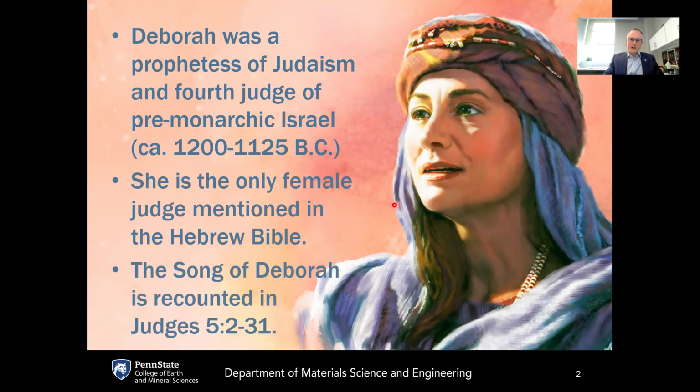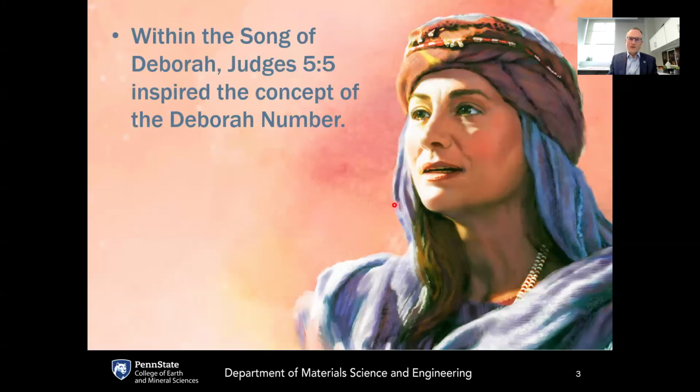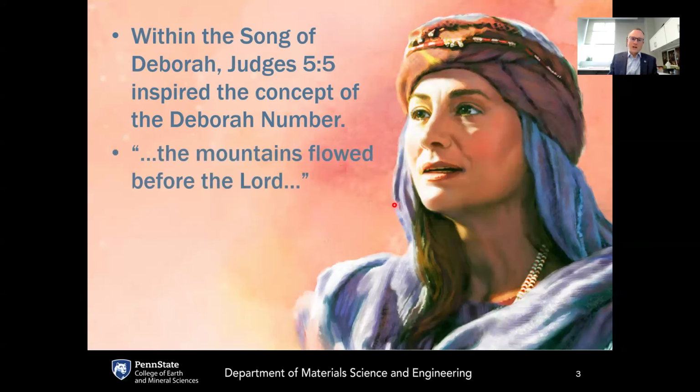And her most famous contribution to the Hebrew Bible is her Song of Deborah, which is recounted in the book of Judges, chapter 5, that covers verses 2 through 31. And it was specifically one of these verses in the Song of Deborah that inspired the concept of the Deborah number. And that is in chapter 5, verse 5 of the book of Judges. Now, obviously, the book of Judges was written in biblical Hebrew, and it requires translation to modern English. And there are many ways to do that translation.